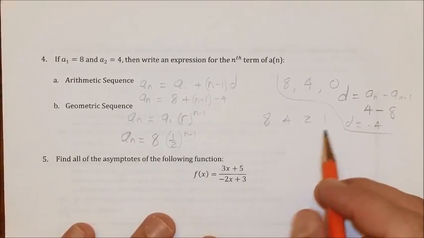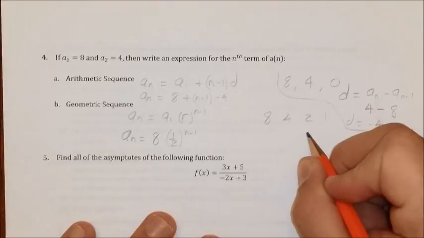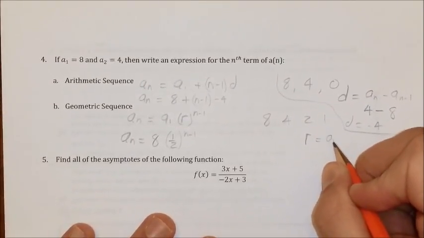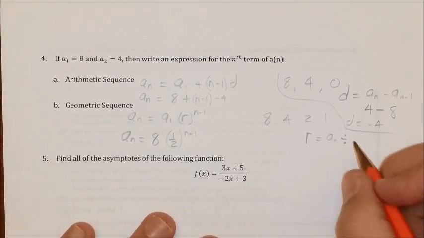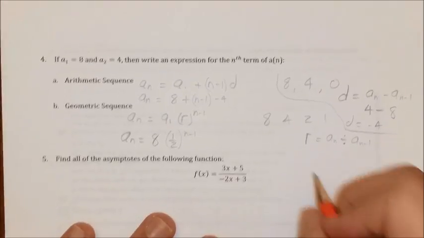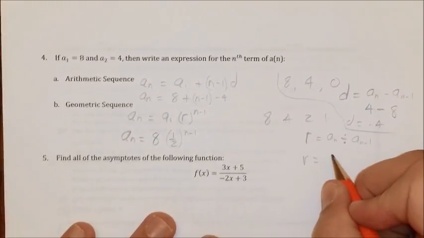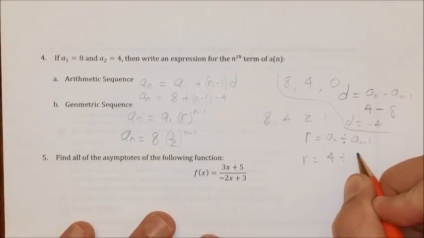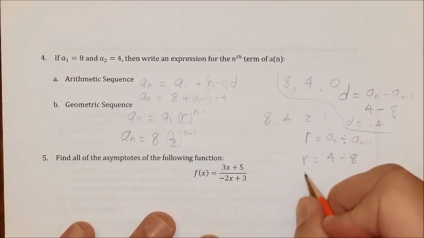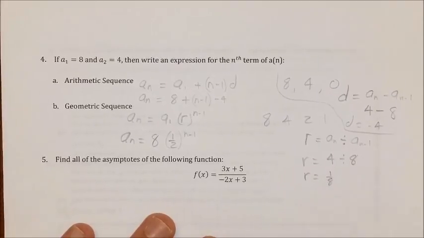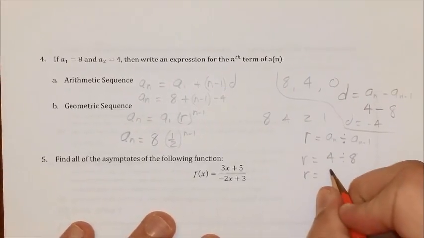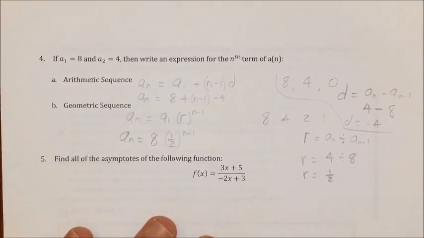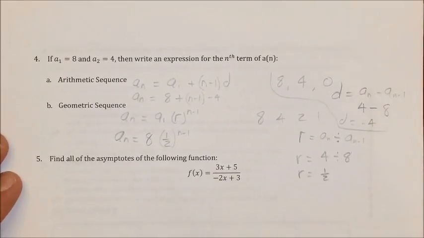To find a common ratio, you do the same thing but with dividing. To find a common ratio, you take any term number and divide by the previous term number. So let's take our term number 4, divided by the previous term number, which would be 8. Looks like we get a common ratio of 1/2. 4 divided by 8 is 1/2. All right, so we have written an arithmetic and a geometric sequence.